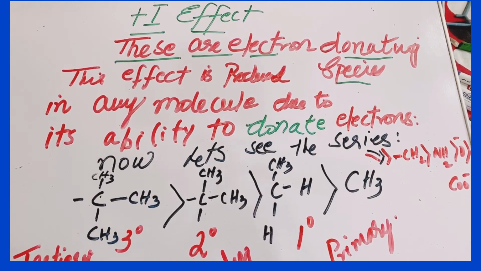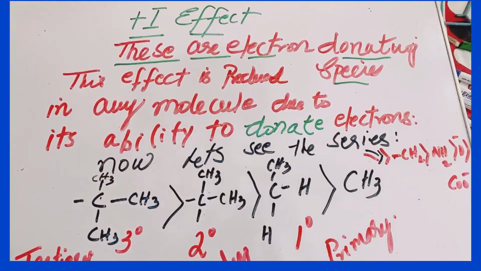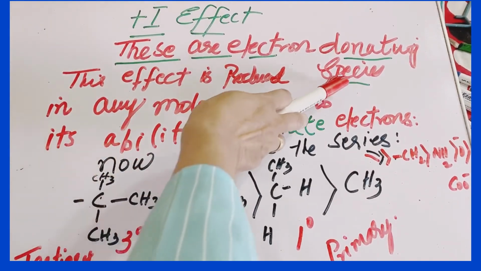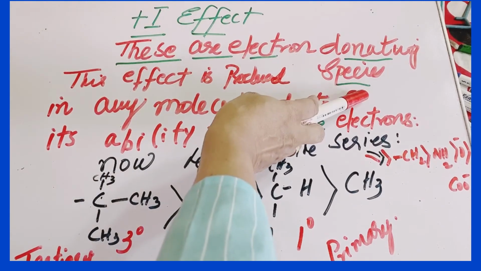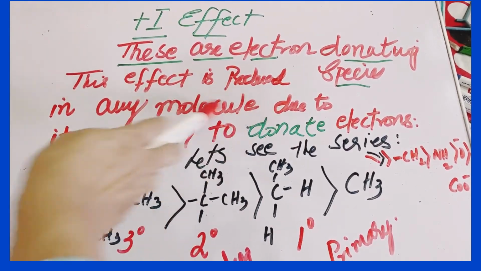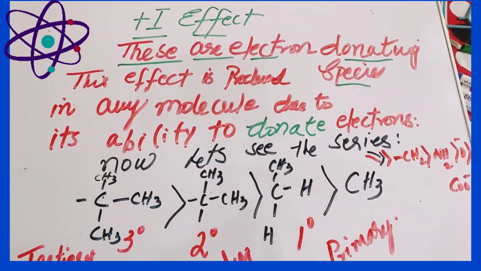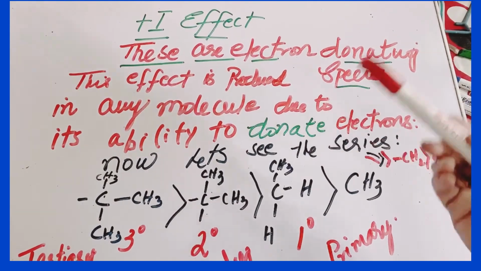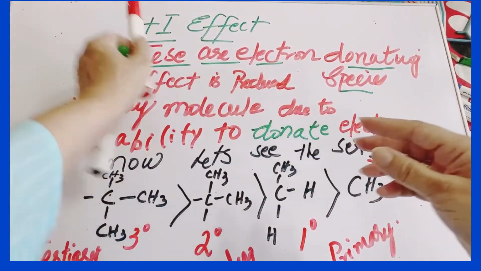Now these are the +I effect. Now let's discuss +I effect. What are +I effect compounds? These are electron donating species. They all come under the category of +I effects, and this effect is produced in any molecule due to its ability to donate electrons. Now when the molecule is able to donate electrons, it comes under the category of +I series, that is this one, right?